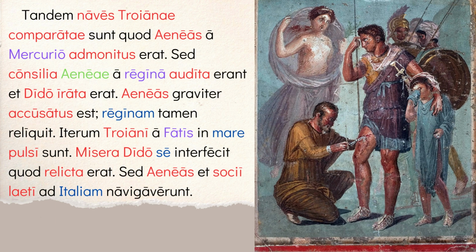Misera Dido se interfecit quod relicta erat. So miserable or sad Dido, se interfecit, she killed herself, which is true. She commits suicide in the story. It's one of the sadder parts of the Aeneid. So she killed herself because relicta erat, she had been abandoned, you could say. It's pluperfect passive voice. So she gets left behind by Aeneas. He abandons her, and she ends up committing suicide.